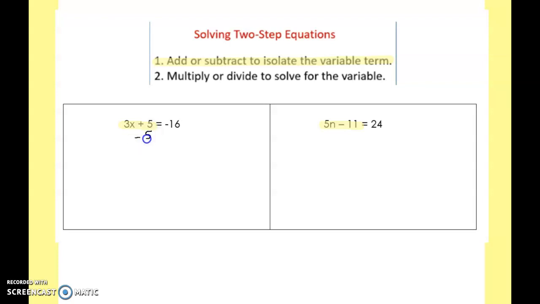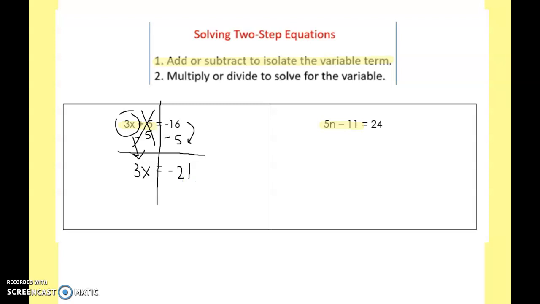Again, using inverse operations, the opposite of addition is subtraction, and we're going to do that to both sides of our equation. Inverses cancel, and we're left with this 3x on the left. So we're just going to go ahead and bring it down. And then it's equal to negative 16 minus 5. When we perform that operation, we end up with negative 21.